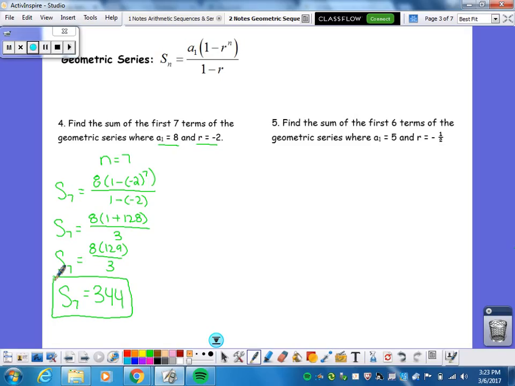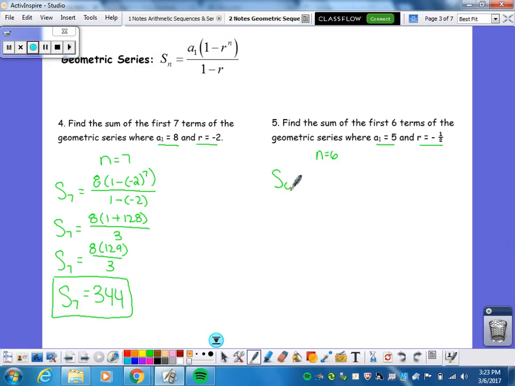Find the sum of the first 6 terms of the geometric series where A1 equals 5 and R is equal to negative 1/2. So we see that A1 is equal to 5, R is equal to negative 1/2, N is equal to 6. So if we're looking for the sum, we are going to substitute all of our values into our equation that we already know. S sub N is equal to A1 times 1 minus R to the N over 1 minus R.